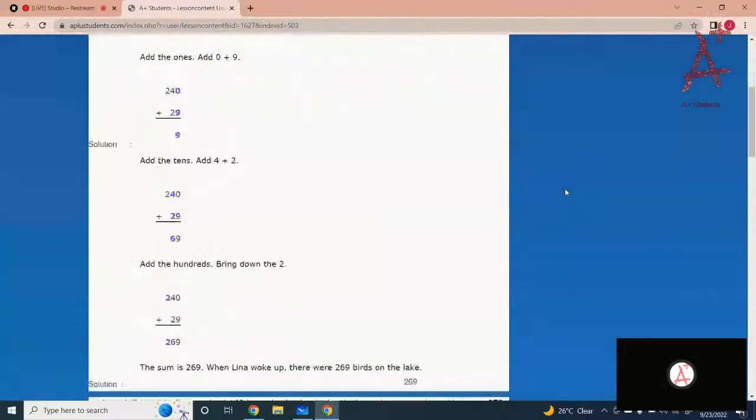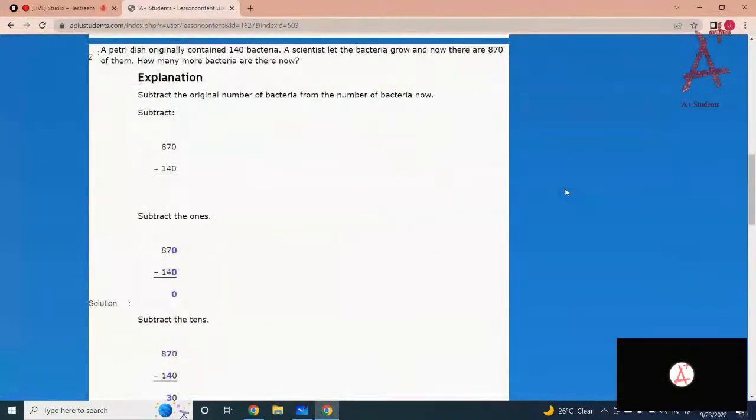Okay, let's do the next one. A petri dish originally contained 140 bacteria. A scientist let the bacteria grow, and now there are 870 of them. How many more bacteria are there now? So basically, you have 140, and the bacteria grow, and now there are 870. So we have to see how many more bacteria are there now.